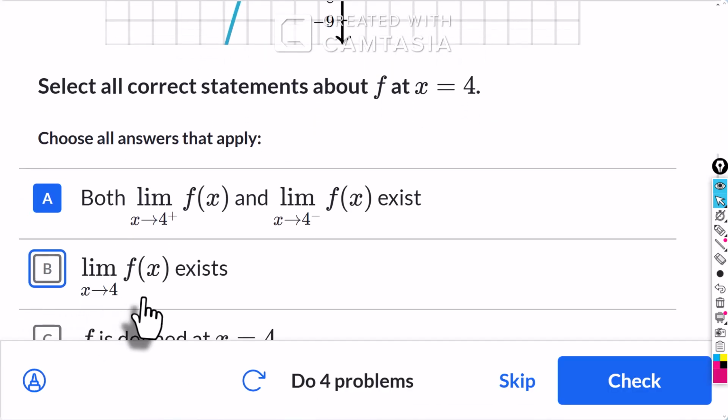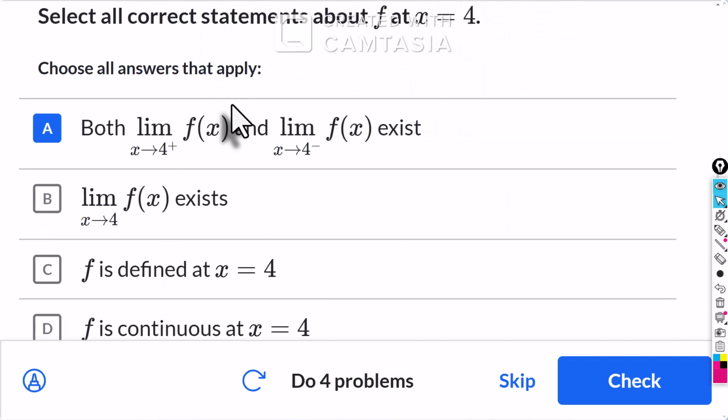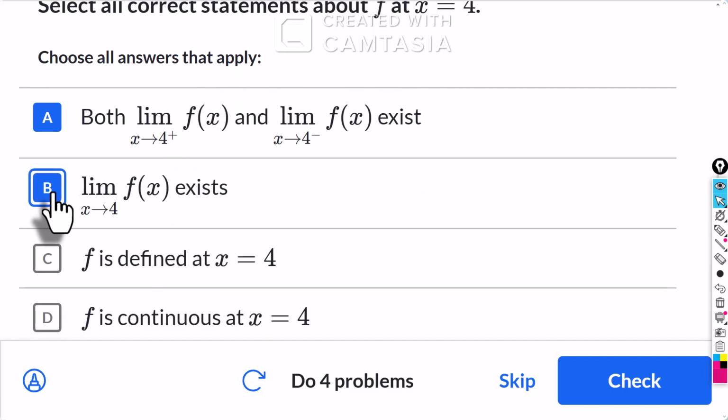Answer B, the two-sided limit exists as x approaches 4. Okay, so we said if the one-sided limits are equal, then the two-sided limit definitely exists. Like we said, you approach it from the left, approach it from the right, it approaches the same point, y equals 1. So the two-sided limit also exists.